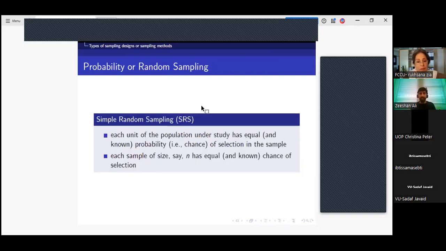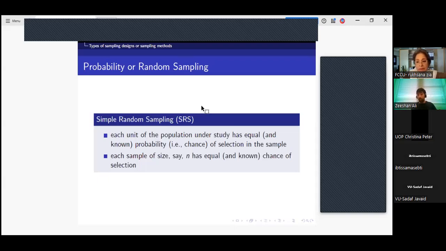The very first is simple random sampling. This is the kind of sampling in which we should keep two things in mind. One is that each unit that is going to be selected in our sample should have an equal probability of selection. And the second, speaking theoretically, is that each sample of size n should have an equal chance of selection. I can demonstrate this. For example, we have a population of three units, say 1, 2, and 3, and we want to select a sample of size 2.